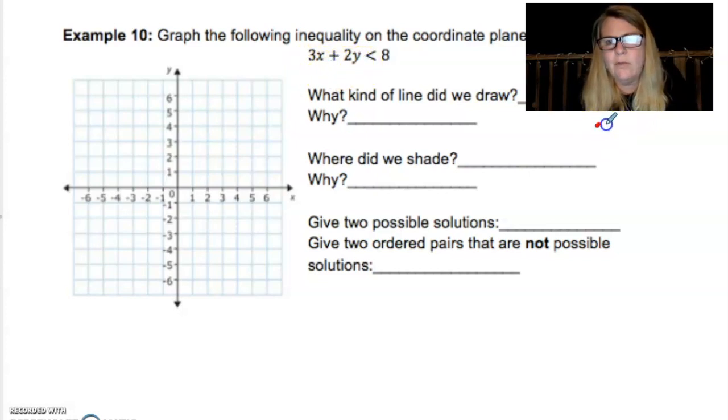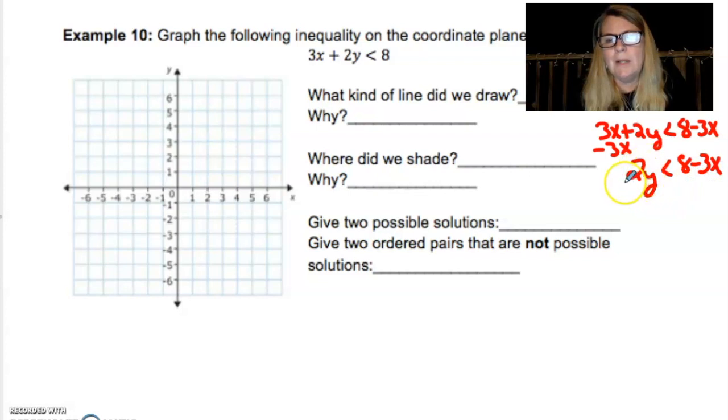So we have 3x plus 2y is less than 8. Got to get rid of the 3x and we got to get rid of the 2. Let's get rid of the 3x first by subtracting, so it will go to 0. If we do it to one side, we have to do it to both sides. So we have 2y is less than 8 minus 3x.